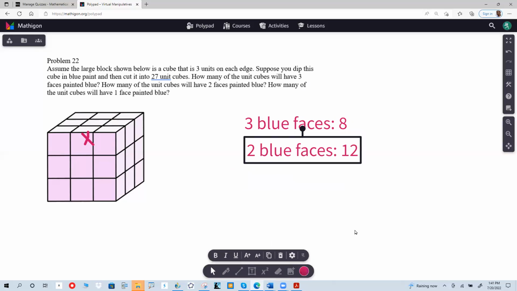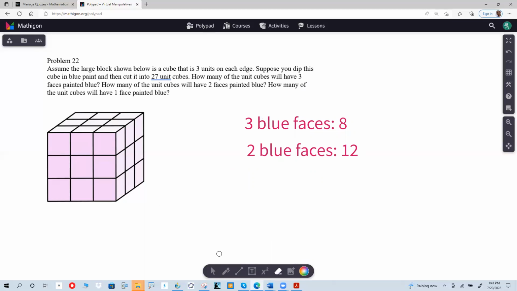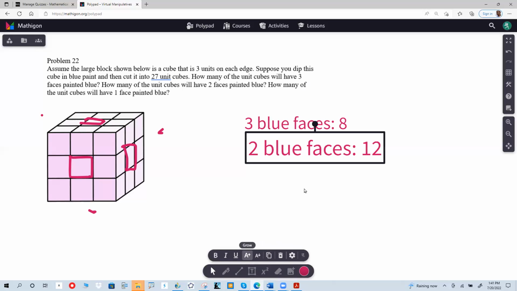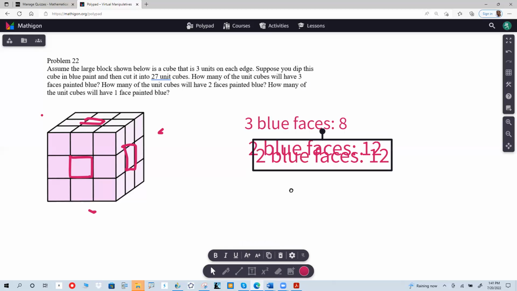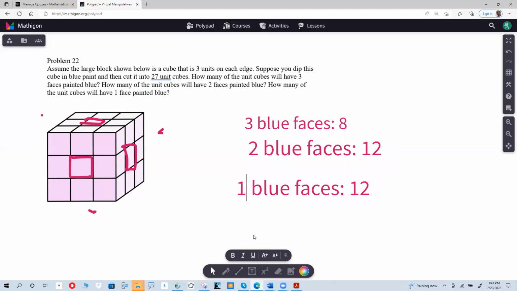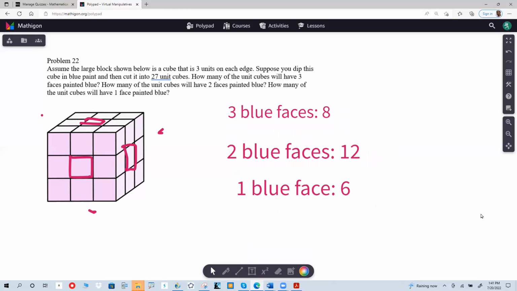With me so far? Yes, sir. Good. 1 blue face. There are 6 faces. Every cube has 6 faces. So it'll be in the middle of each of those 6 faces. This will show 1 blue face. There'll be 1 in the bottom, 1 in the back. So that's it. Answers are 8, 12, and 6.